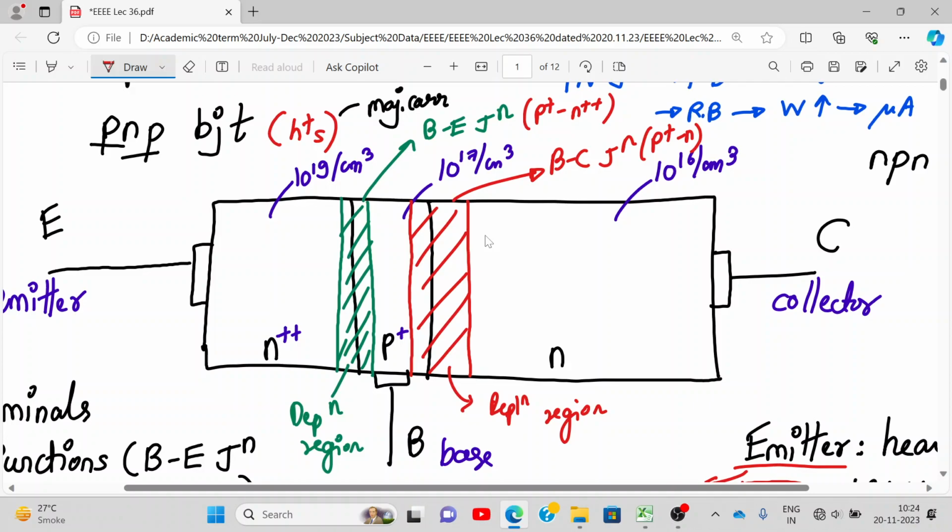It consists of N, P, N, where the emitter is heavily doped, the base is lightly doped and has the smallest area, and the collector has the largest area and is lightly doped. It has three terminals named emitter, base, collector. It has two junctions named base emitter junction and base collector junction. The entire working is based on these two junctions.